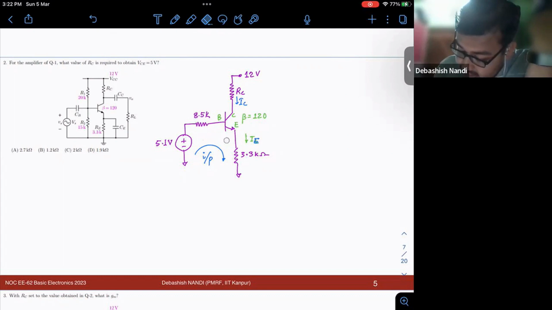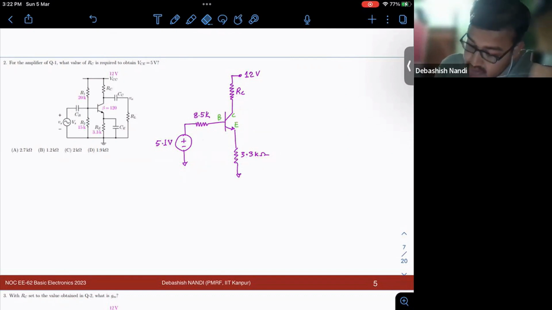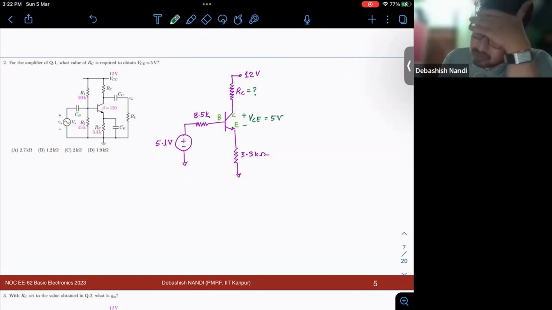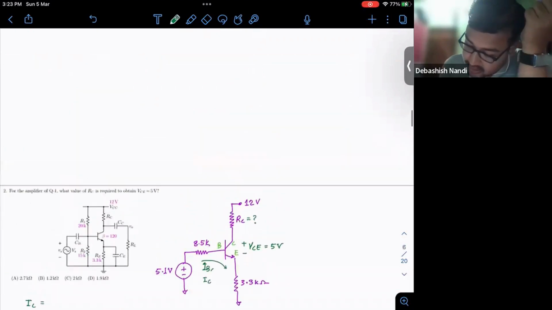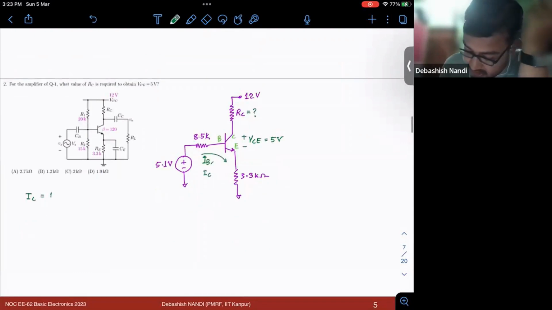So for DC analysis, I can simply have this. They want us to find what RC is when my VCE is 5 volt, right? So given the current input bias condition, I know my IB and IC. IB and IC are known. So my IC has come out to be 1.3 milliampere, right?